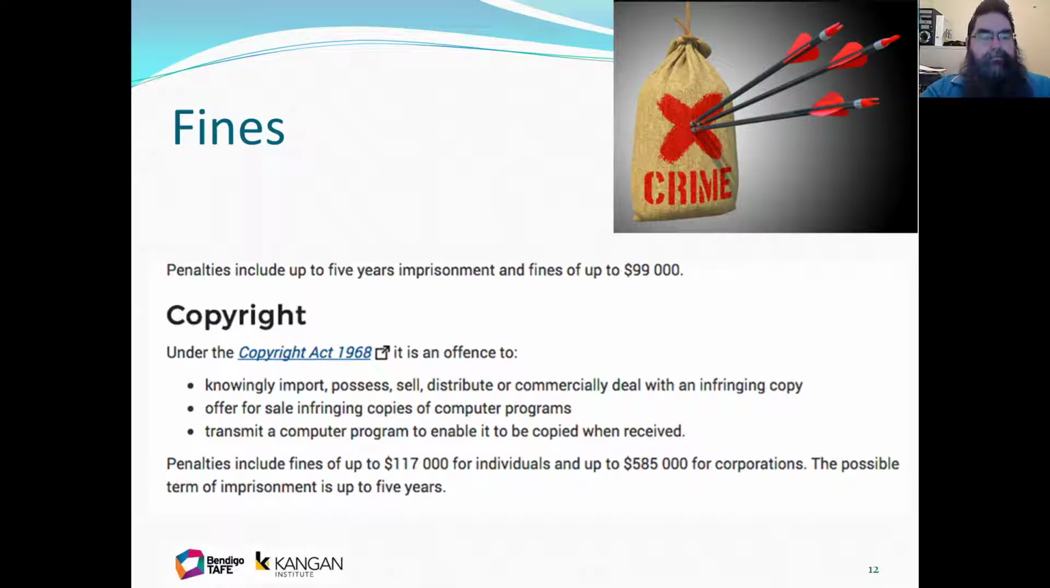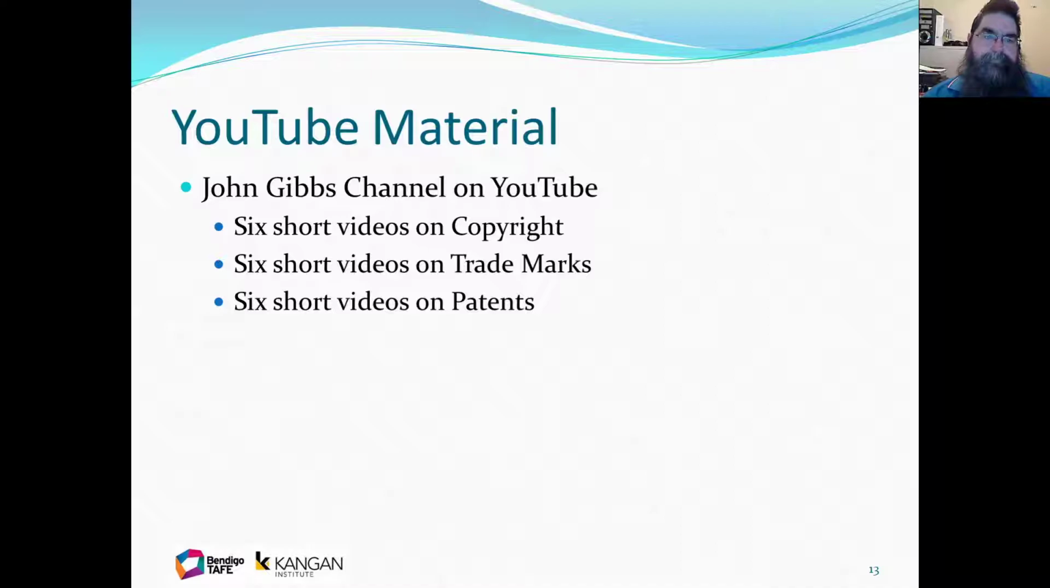Now, under the Act, penalties for corporations can go up to $585,000, and individuals within the corporations can be fined up to $117,000, and both of those individuals can face 5 years imprisonment.